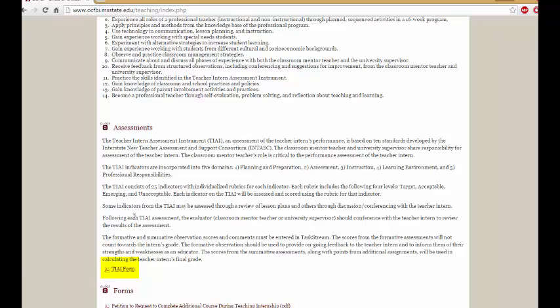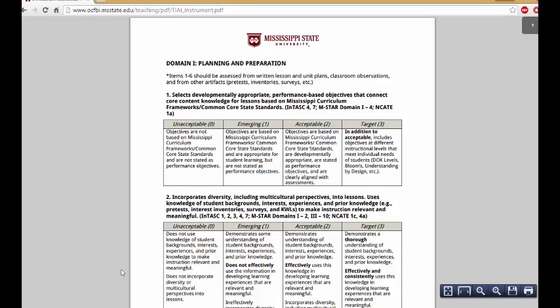One reason for the name change is that Student Teacher Assessment Instrument would denote that someone was student teaching. With the TIAI, the Teacher Intern Assessment Instrument, it could be used for student teachers as well as alternate route teachers. So all the universities adopted this, and it became known as the instrument, which is the TIAI. The TIAI form can be found by clicking here, and it's going to open up a PDF for you.